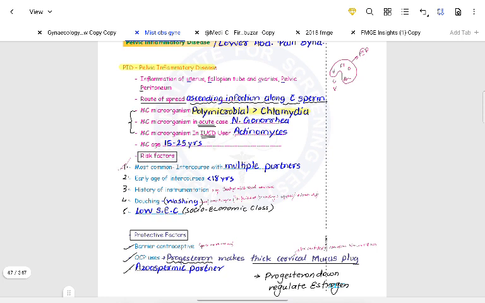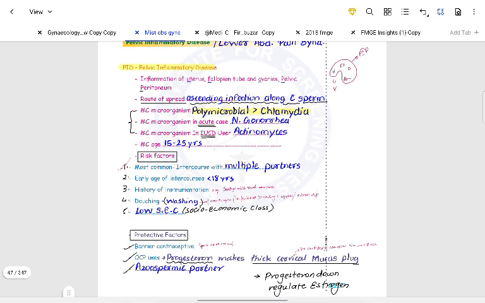It does not allow sperms to enter through the vagina, and along with sperms the microorganisms are also not allowed to enter. OCP use is also protective, because progesterone makes the cervical mucus very thick, and it does not allow the entry of microorganisms. The estrogenic mucus, which is watery, profuse, stretchy mucus, allows the entry of microorganisms along with sperms, but the progesteronic mucus is thick, scanty and non-elastic.